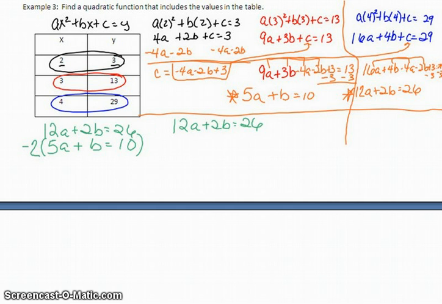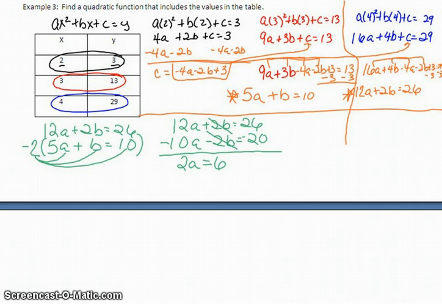I've done nothing to that equation. Now I'm going to take this -2 and use the distributive property and multiply both sides of my equation. -10a minus 2b equals -20. Now I can add the two equations together. 12a minus 10a is 2a. 2b minus 2b eliminate, equals 26 minus 20, which is 6. Divide both sides by 2. A equals 3.